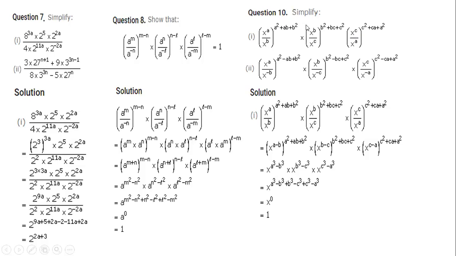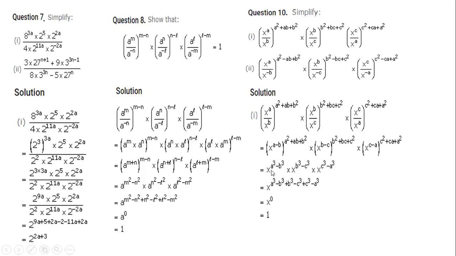Come to the question number 10. Here we have to simplify this. This is the same as question number 8. x power a over x power b, we can write this one as x power a minus b. And this one x power b over x power c, x power b minus c, x power c minus a. Apply the power law here.